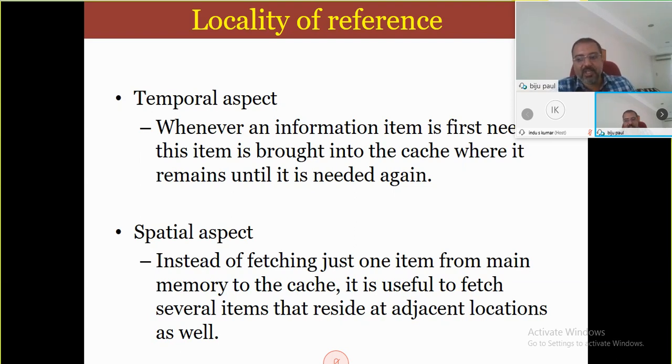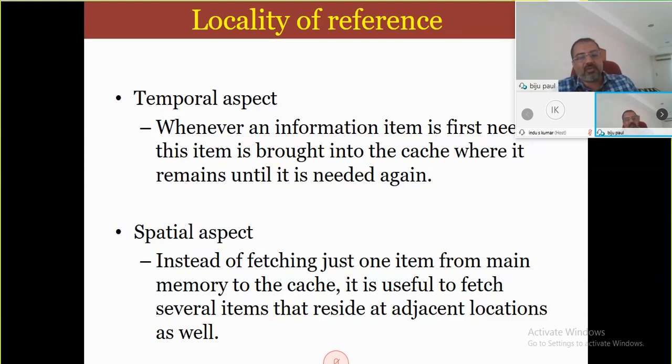Hope it's clear. So, summarizing very fast, temporal means if one instruction is there in the primary memory and that is brought to the cache memory, that instruction or information or data will be there in the cache memory until it is used again. That is temporal.